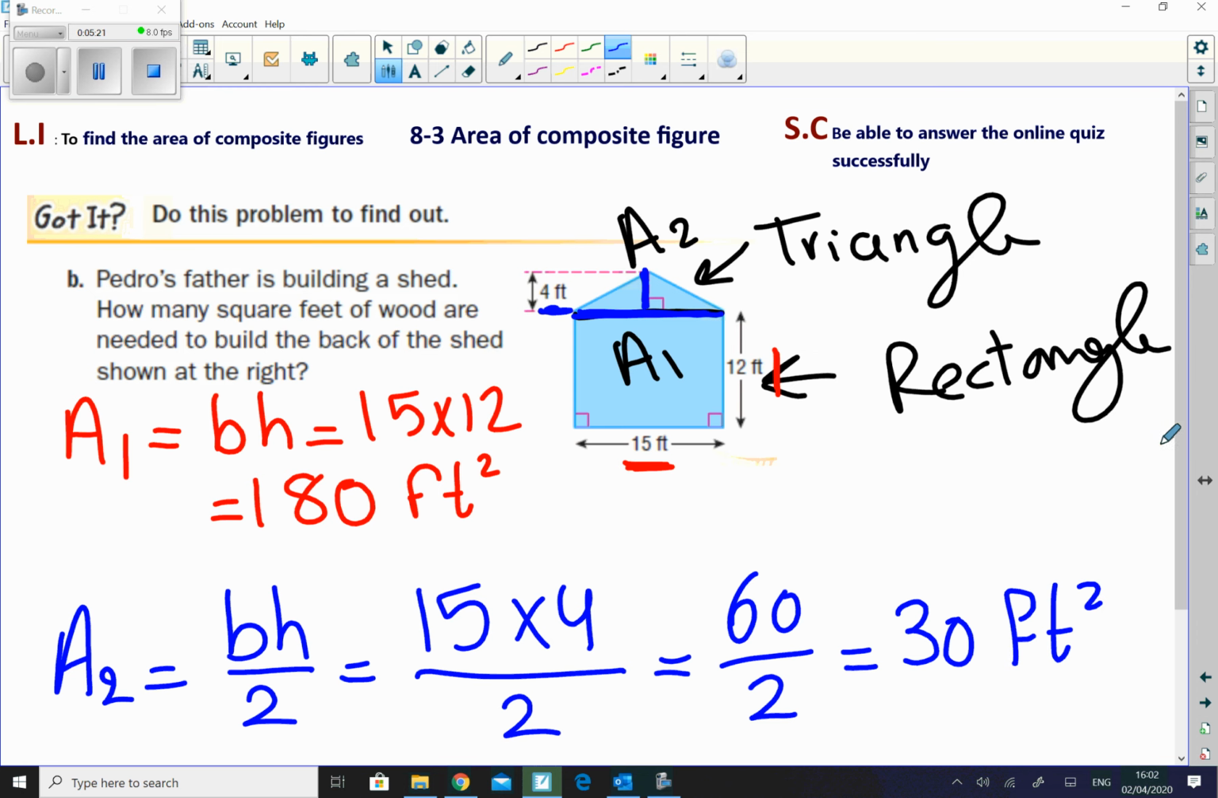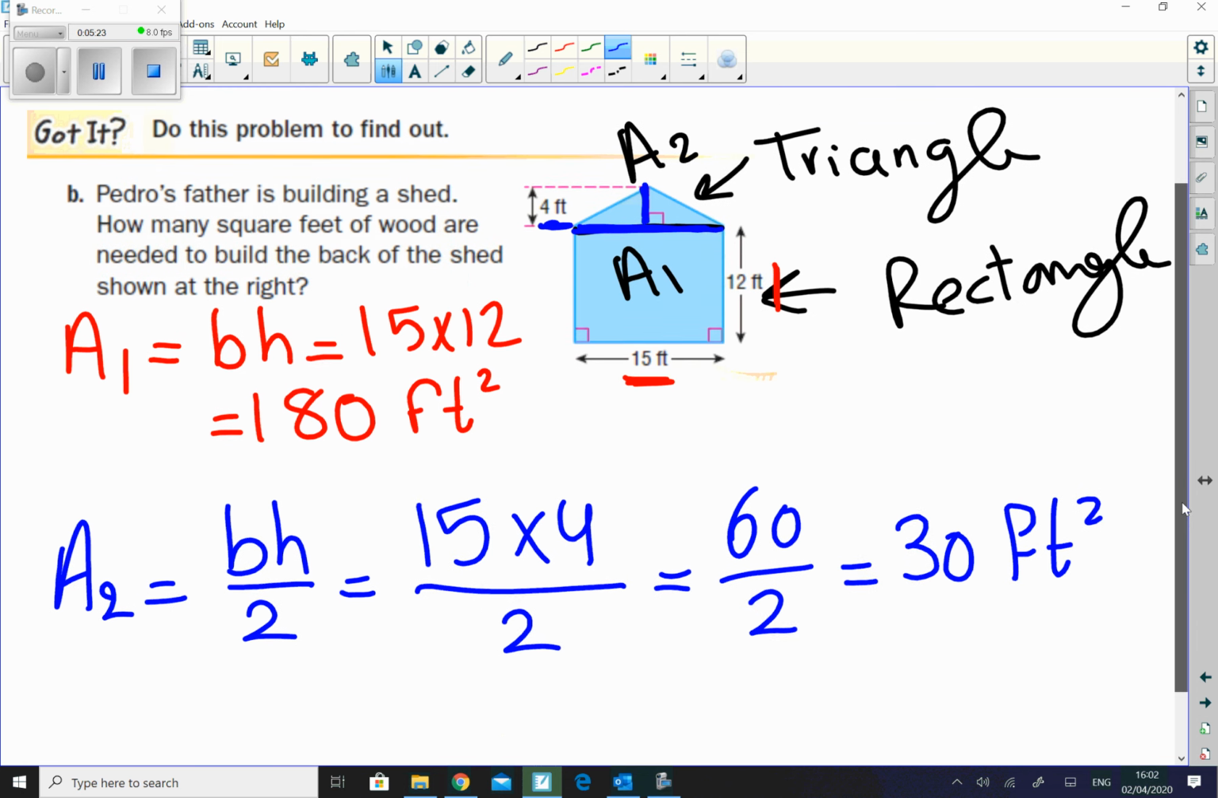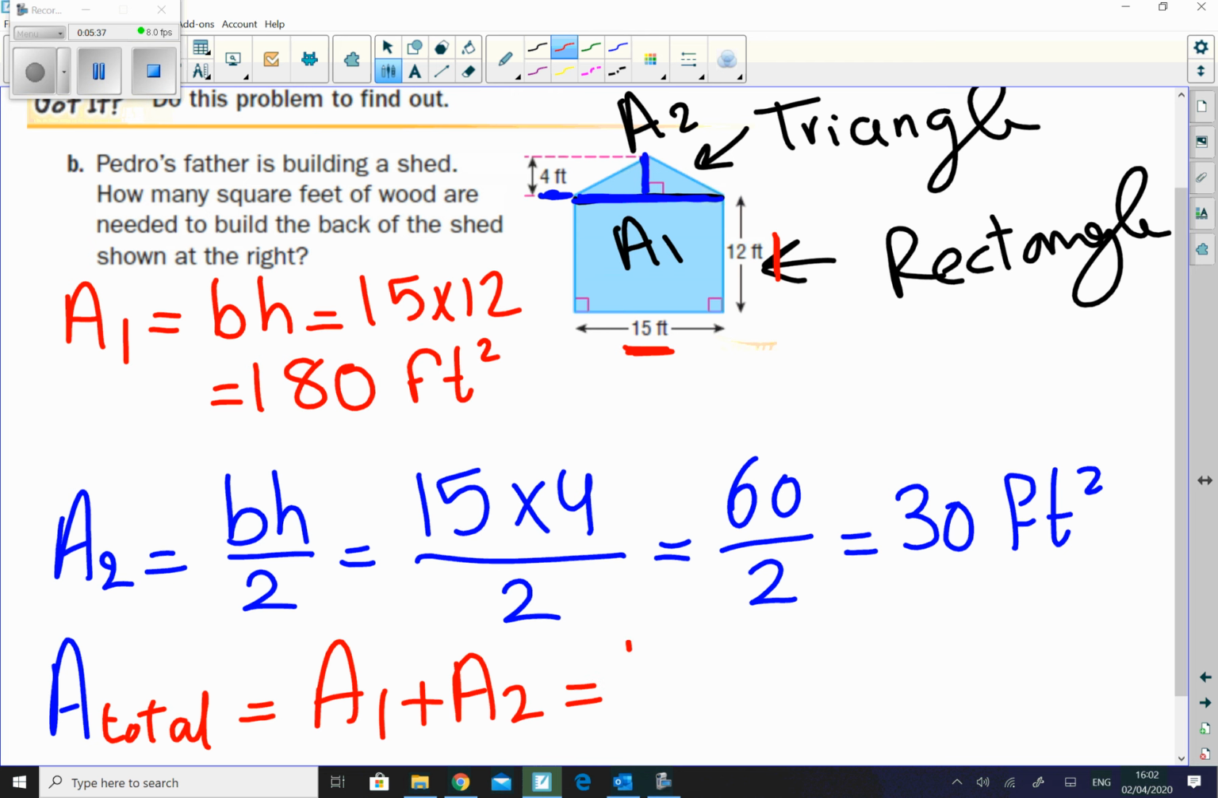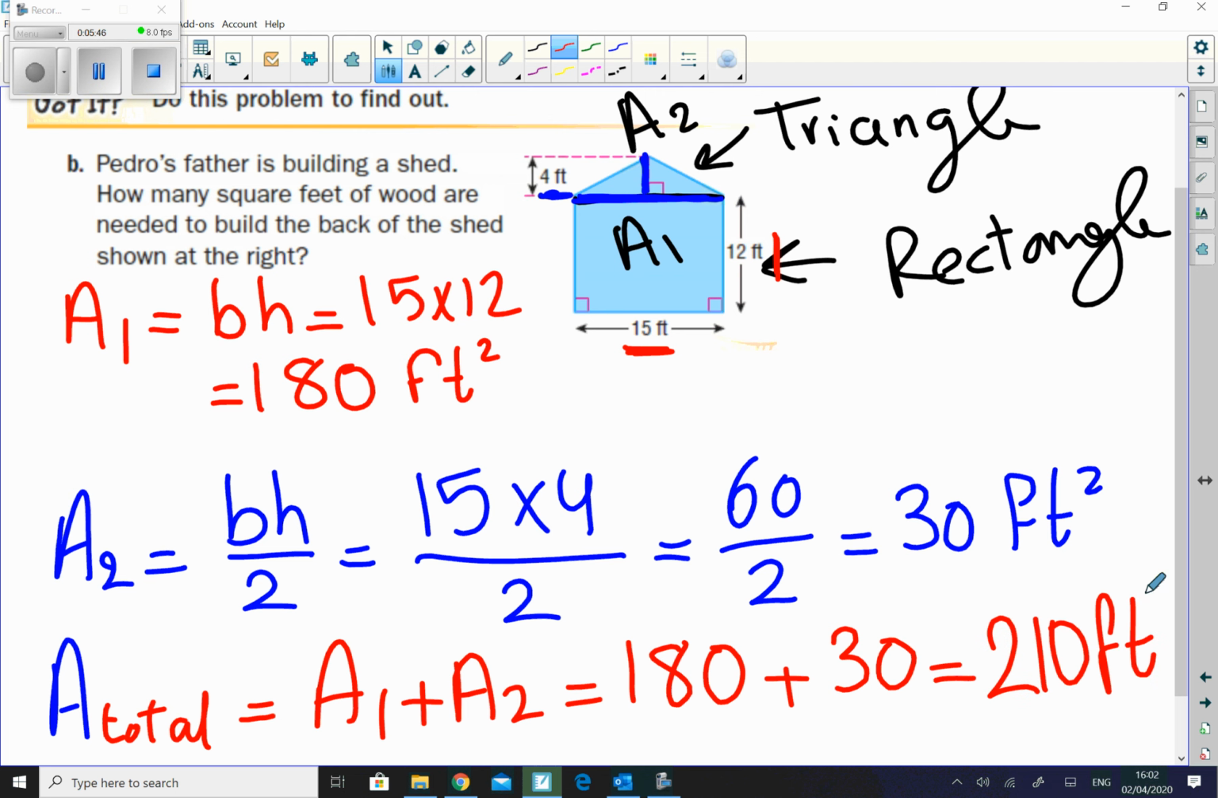Now to find the total area, or the whole area that he wants. So the total area, I will do it with a different color. The total area is equal to area 1 plus area 2. Area 1 is 180 plus area 2, which is 30. So it's equal to 210 feet squared. And that's it. That's the total area of the whole shape here.